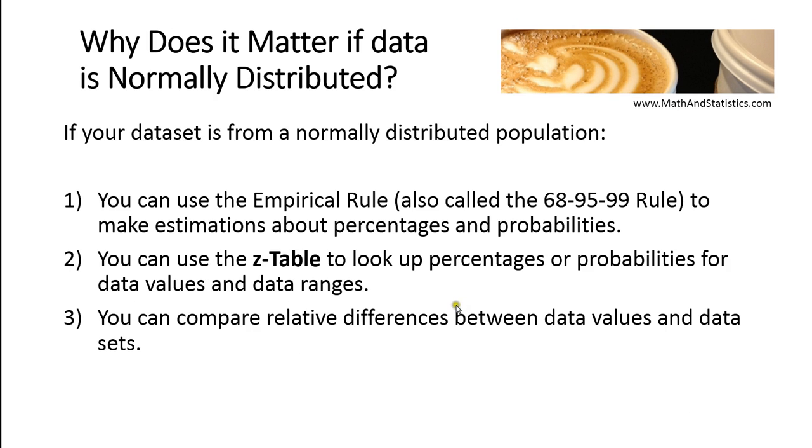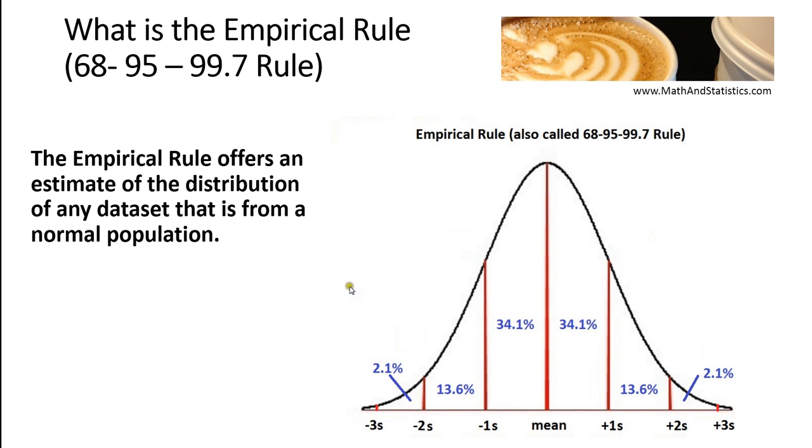It would also follow the empirical rule, which I'll skip ahead to show you what that looks like. I have a separate video that deals with the empirical rule, but we'll come back and forth to that in this video as well. When you have data that's normally distributed, one of the great things is that you can estimate where certain percentages of your data are. The empirical rule helps you to do that. This rule is also called the 68, 95, 99.7 rule.